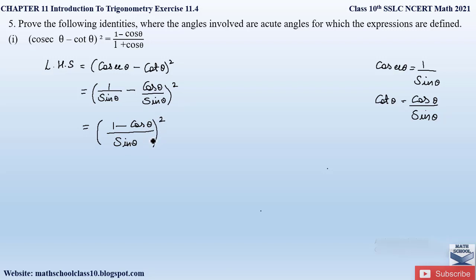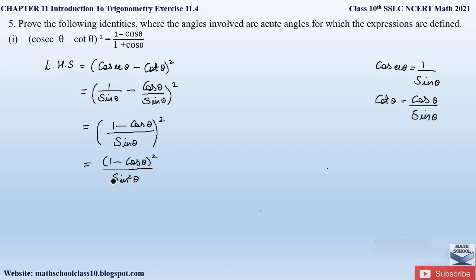Now let us separate the numerator and denominator, and we can write it as 1 minus cos theta the whole square divided by sin square theta. Sin theta the whole square is nothing but sin square theta, this we already know. Now in the numerator on the right hand side, you can observe we have 1 minus cos theta. Here we have obtained 1 minus cos theta, but in the denominator we need 1 plus cos theta, right? So here we have sin square theta.